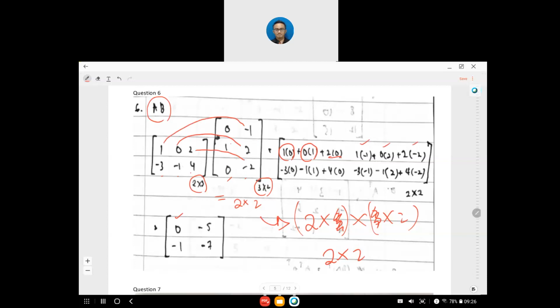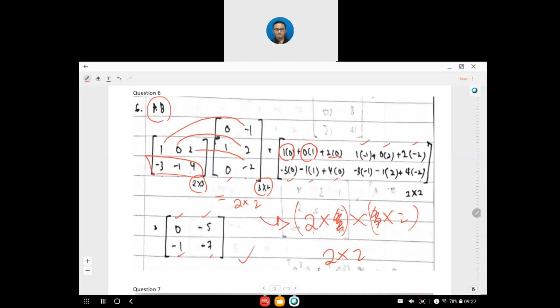So your final answer for that one is negative 5. Next. Also the same thing. Tengok yang bawah ni pula. Okay. You can get negative 3 times 0 plus negative 1 times 1 and then 4 times 0. So you can get negative 1. And then the last one, you can get negative 7. So this one is the correct answer.